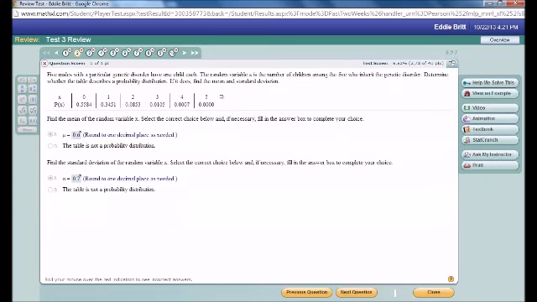Problem number 2. We have this table here. It says 5 males with a particular genetic disorder have 1 child each. The random variable X is the number of children among the 5 who inherit the genetic disorder. Determine whether the table describes a probability distribution. If it does, find the mean and standard deviation.